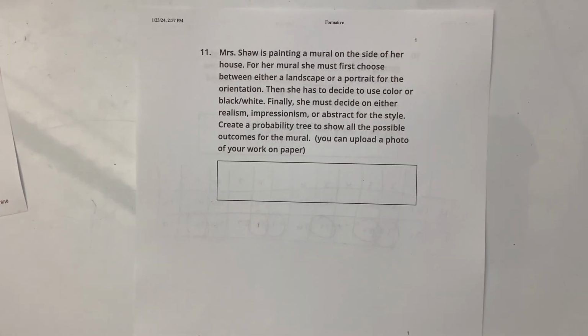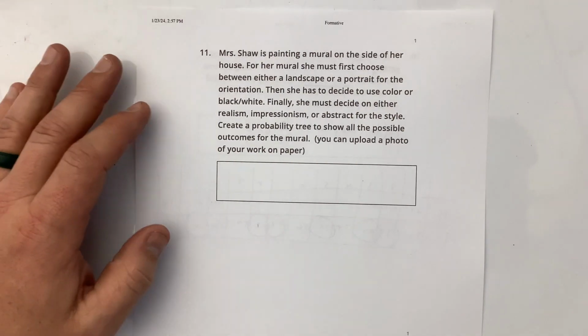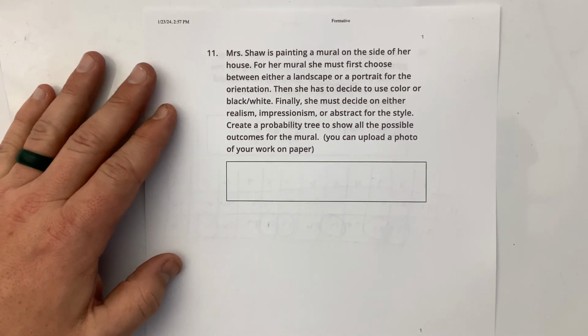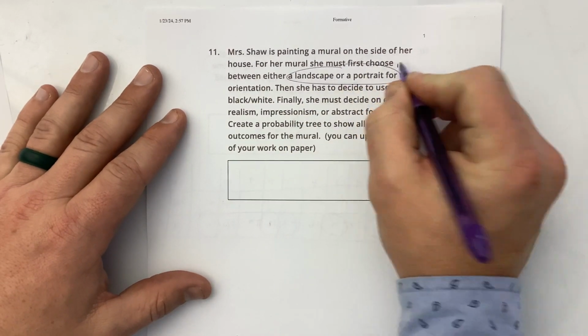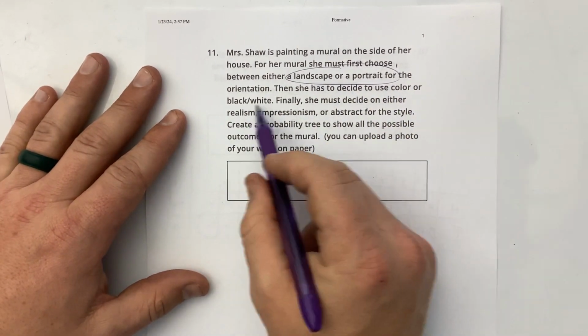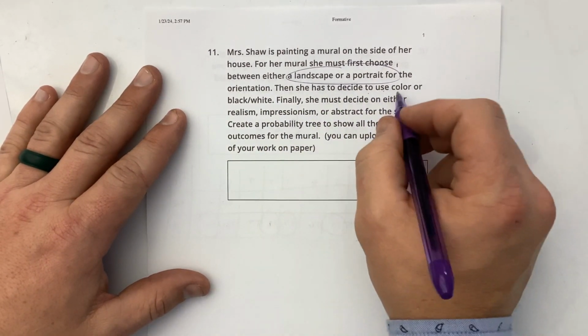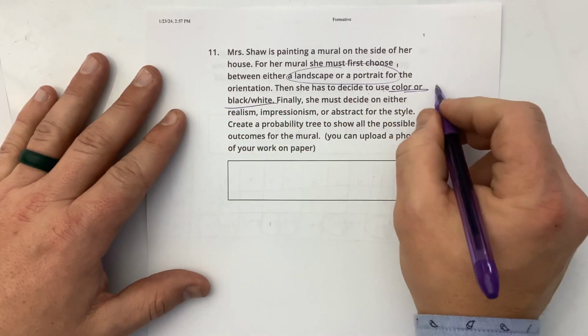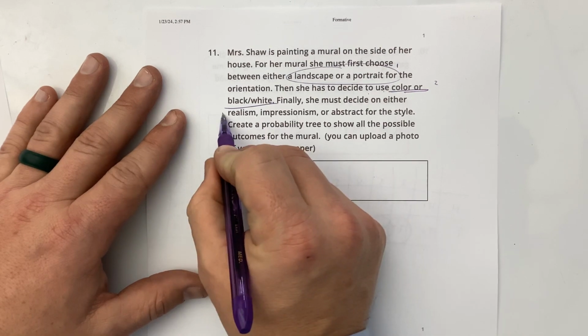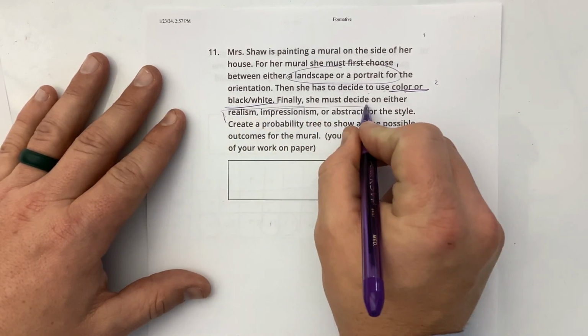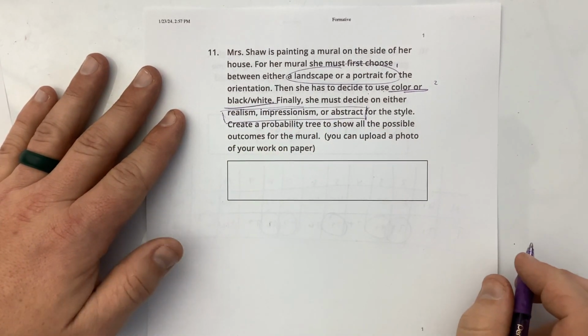Okay, the tree. Mrs. Shaw is painting a mural on the side of her house. For her mural, she must choose between either a landscape or portrait, so that is event 1. For the orientation, she has to decide to use color or black and white. That's event 2. And finally, she must decide on either realism, impressionism, or abstract. So the 3 styles is the 3rd event.